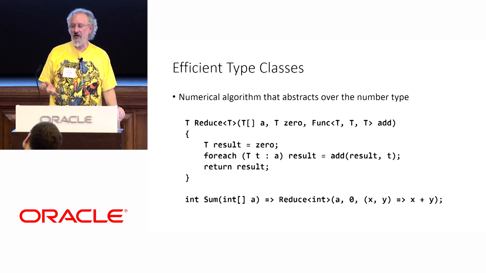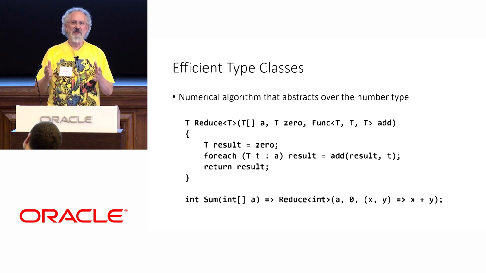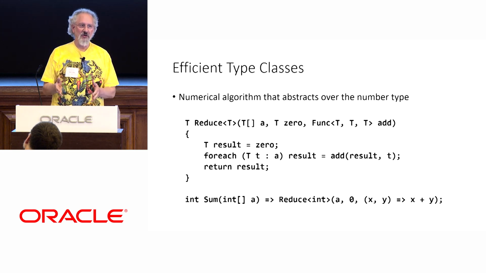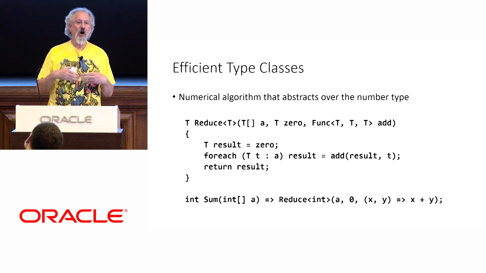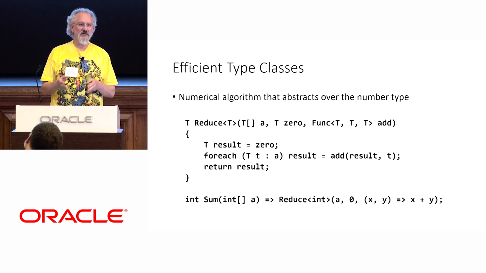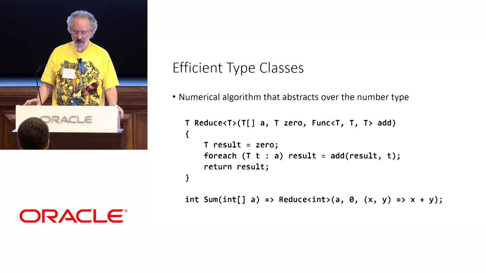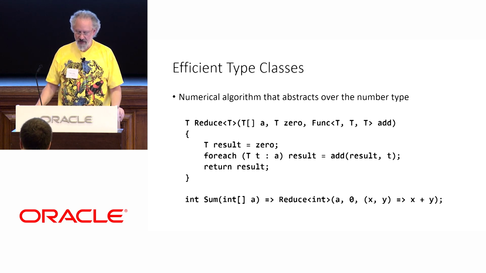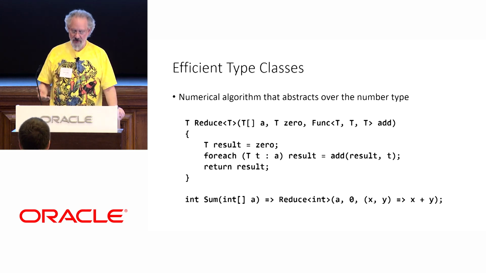So let's suppose you want to write a numeric algorithm, but you want to abstract it over the number type. You want it to work with doubles, you want it to work with ints, maybe you want it to work with complex numbers. You don't want to decide when you're writing the algorithm which number type you're going to use. But you would like it, when you call it, to be as efficient as if you had written it for the particular type that you're using it on. So here's a reduce function that adds up all of the elements in an array.